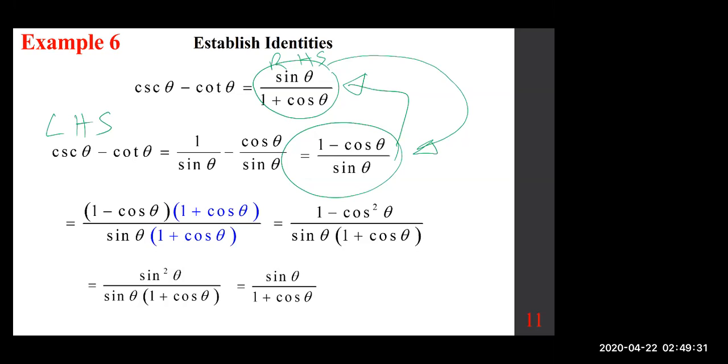It doesn't matter if we go from right to left or left to right. No, it doesn't matter. Normally we start with the more complicated one. Okay? Normally we start with the more complicated one. Sounds good? Everybody? Yeah. All right.